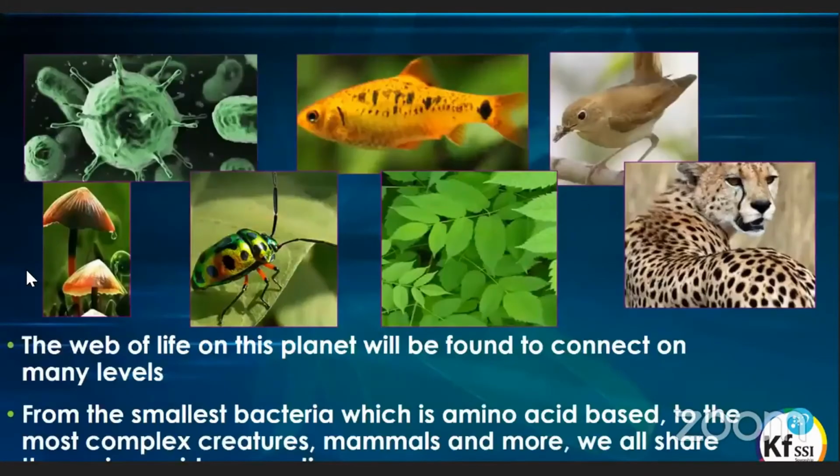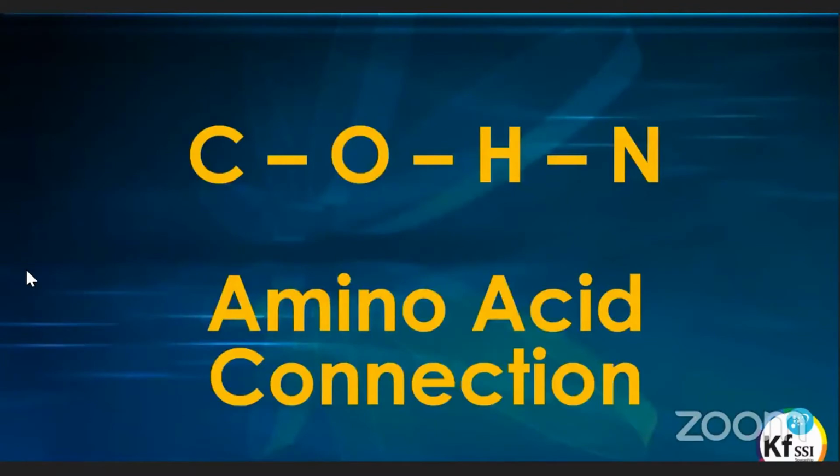You'll find that the web of life on this planet is connected on many levels. From the smallest bacteria, which is amino acid based, to the most complex creatures, mammals, and more, we all share the common connection of this amino acid structure. And as Dr. Rodrigo introduced in the health section, the basic amino acid structure consists of carbons, oxygens, hydrogens, and nitrogens.